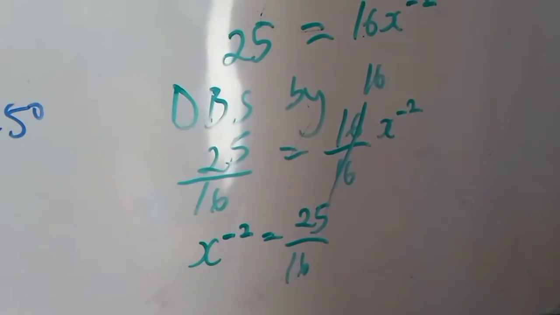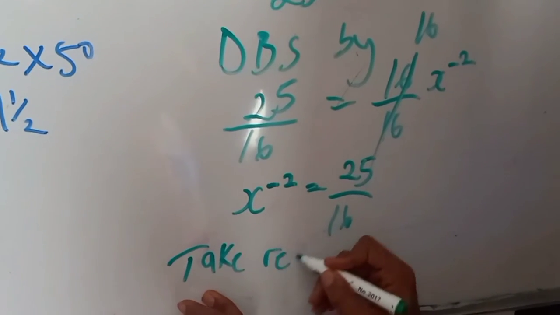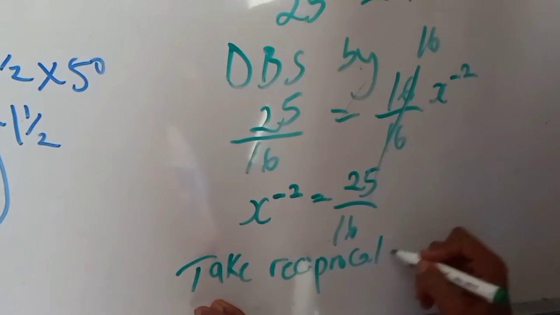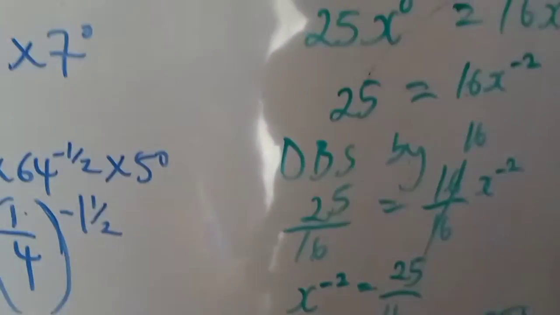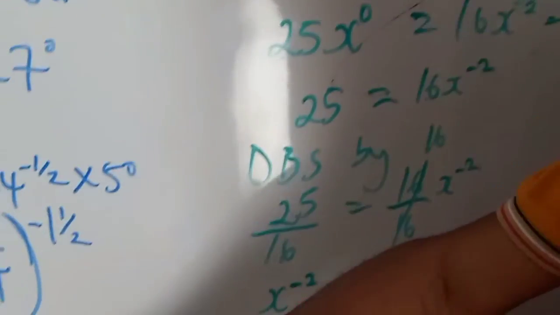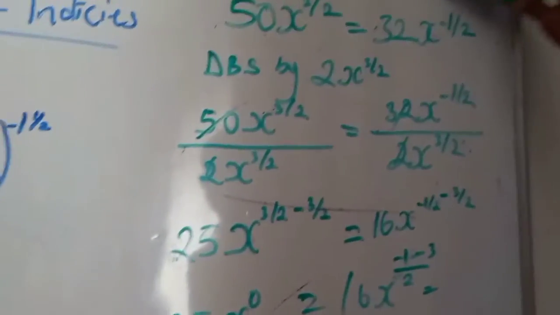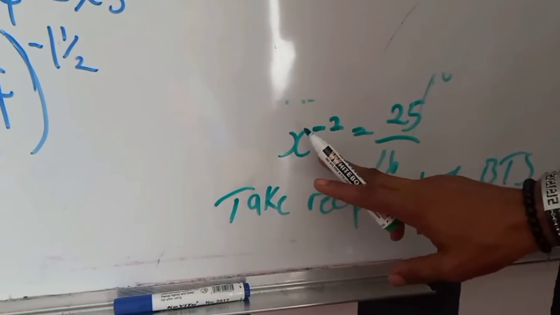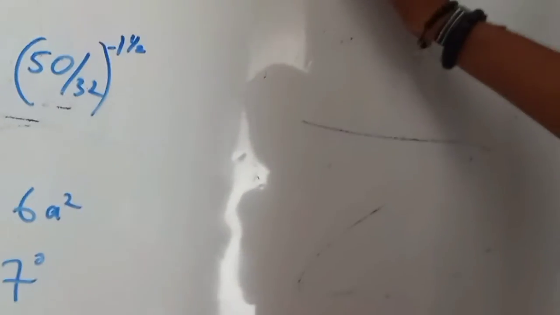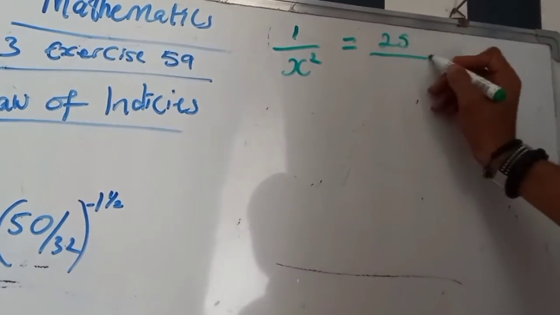Take reciprocal of both sides. I want to take the reciprocal of both sides. Which means that if I want to take reciprocal of both sides, what happened? Okay, let me get a space. I'm going to take the reciprocal of both sides of this one and this one. First and foremost, I'm going to express this one first before I express the reciprocal. 1 over x raised to power 2 equals 25 over 16.